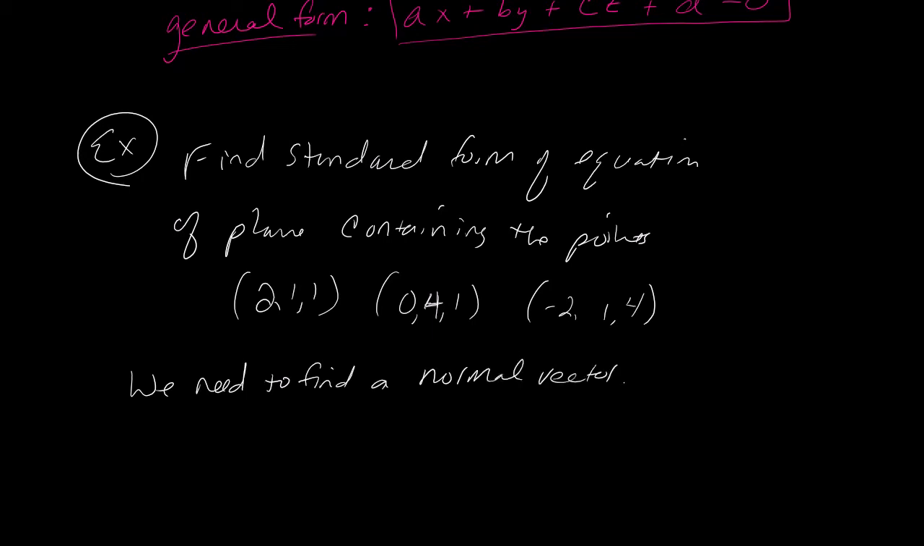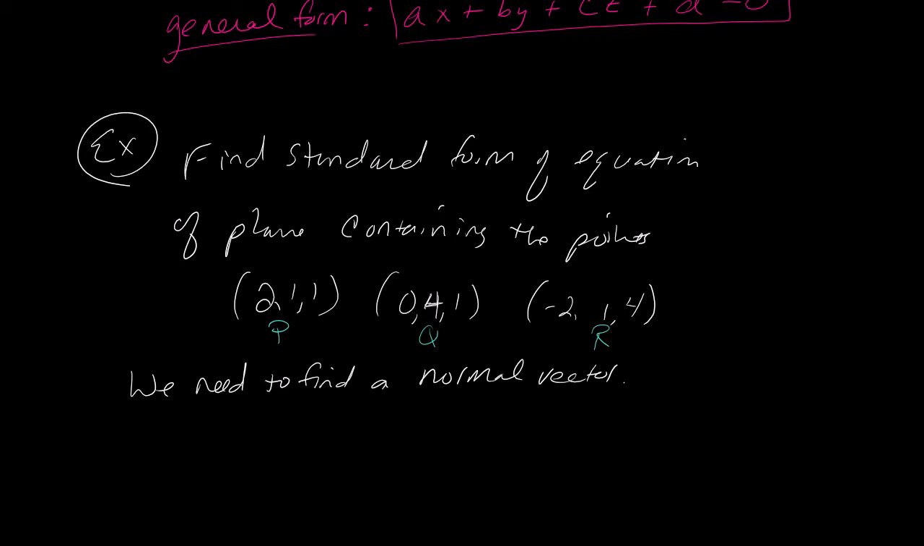Doesn't matter what normal vector, just so long as it's perpendicular to the plane. So how are we going to do that? Well, we've got 3 points, and if I've got 3 points, I've got at least 2 vectors. I'm going to give these points names: I'm going to call this one P, this one Q, this one R. If I have 2 vectors lying in a plane and I cross those 2 vectors, we're going to get a normal vector.